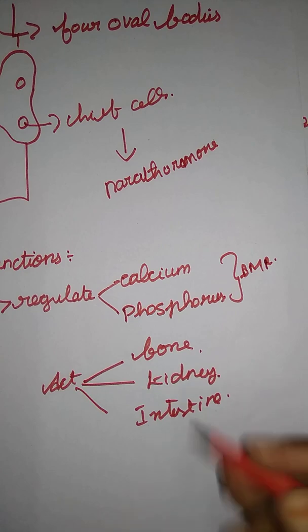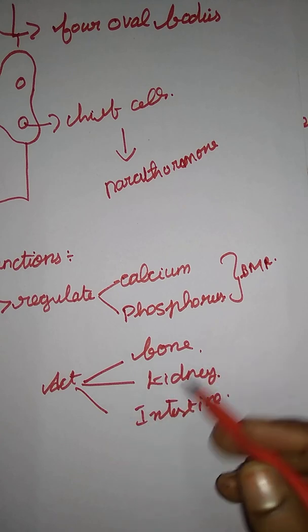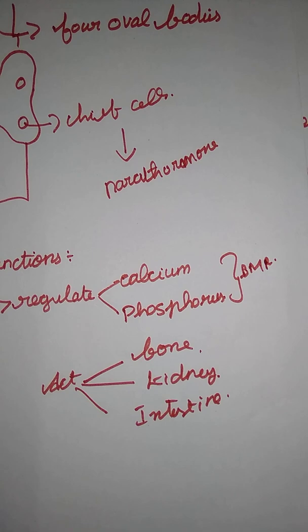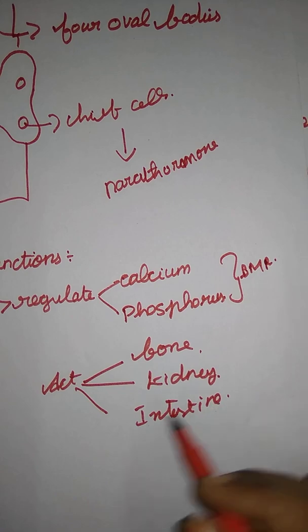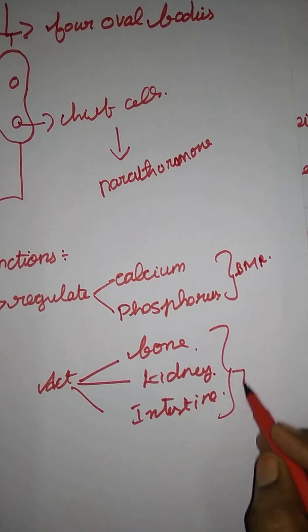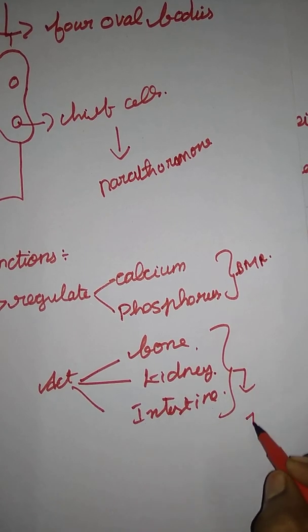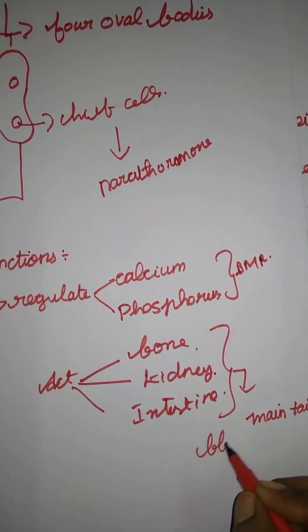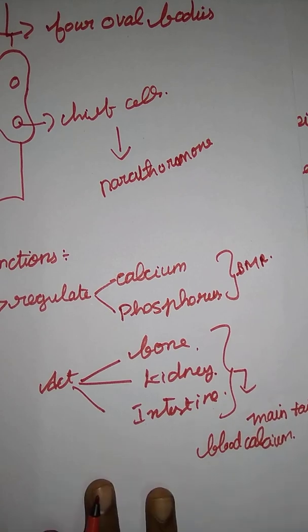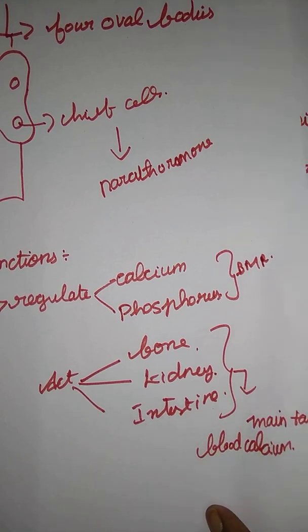It goes to the blood, and through the blood it goes to the kidney. Here there are filtrate agents, right? So they are easily precipitated in the kidney part. They convert into a stone. And next, they also act on the intestine part. Here they maintain the blood calcium level. These are all the functions of the parathyroid.